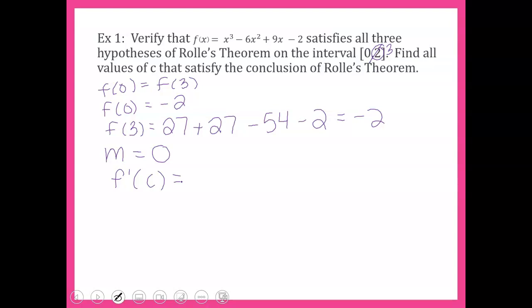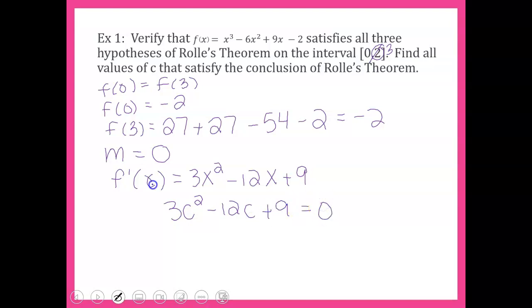So derivative of x cubed is 3x squared. Derivative of 6x squared is 12x. And derivative of 9x is 9. So I want to know when 3c squared minus 12c plus 9 equals 0.